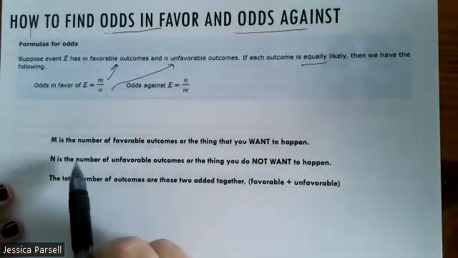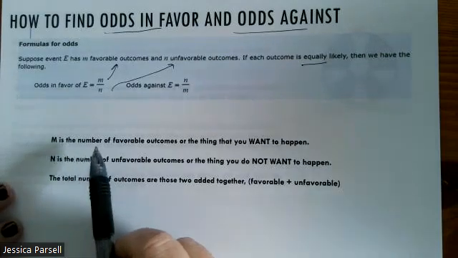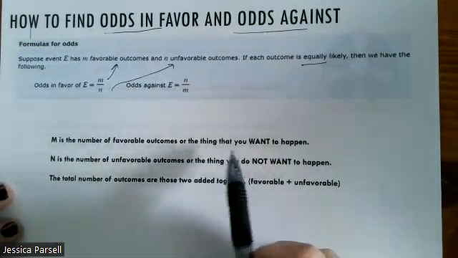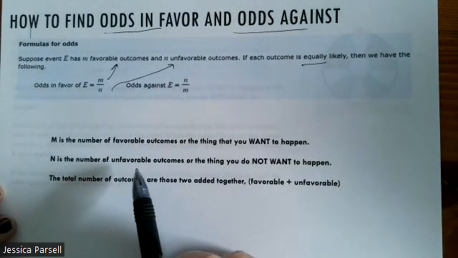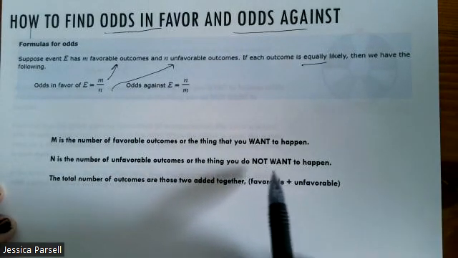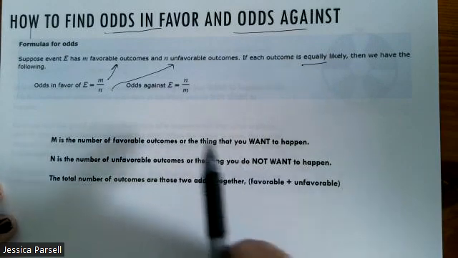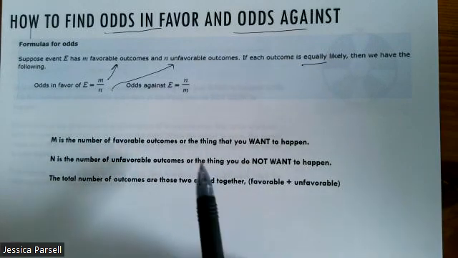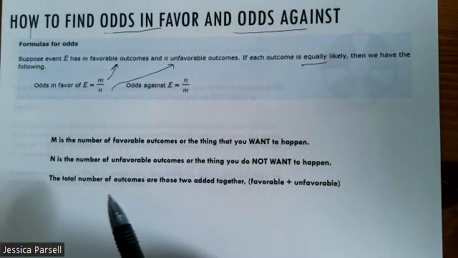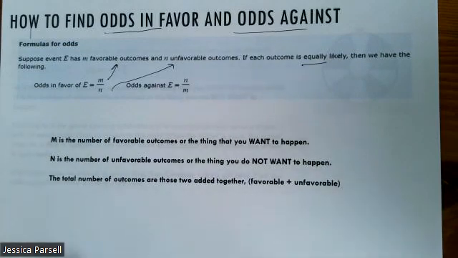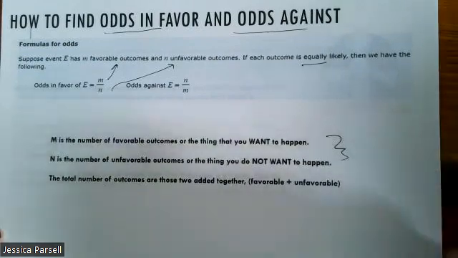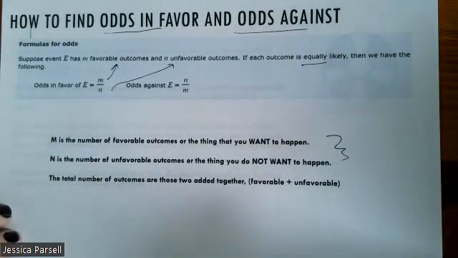So I tried to break it down here. M is the number of favorable outcomes on the thing that you want to happen. N is the number of unfavorable outcomes on the thing you do not want to happen. So maybe screenshot these words that might help as you go along. The total number of outcomes are those two added together, favorable plus unfavorable. So I'm always going to keep circling back to these words right here.